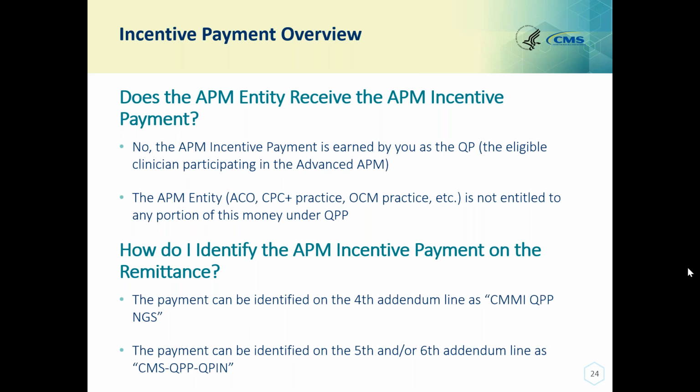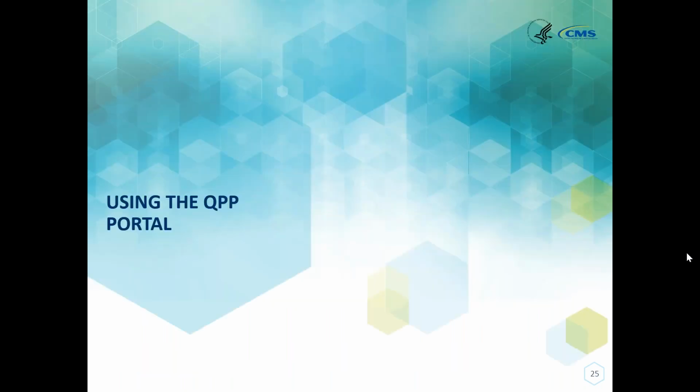And the last thing I just want to mention is a lot of times people want to know how to recognize the incentive payment in their billing. So there's one line, an addendum line, and it will read as CMMI QPP NGS. And then on the 5th or 6th, depending on how it prints out, you will also see where it says CMS QPP QPIN. And that concludes my portion of the webinar. I will be turning it over to Damon, and he will walk you through some of the portal information. Thank you.